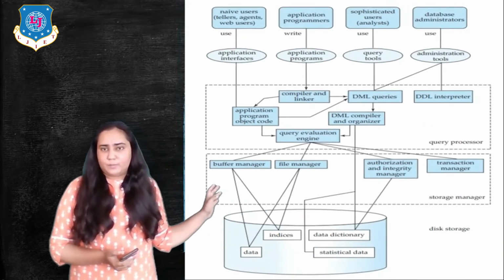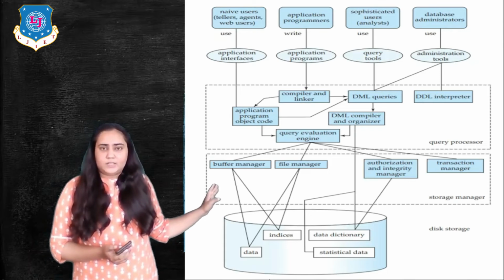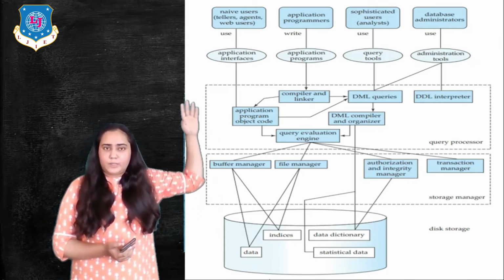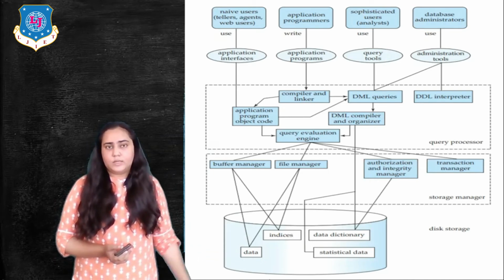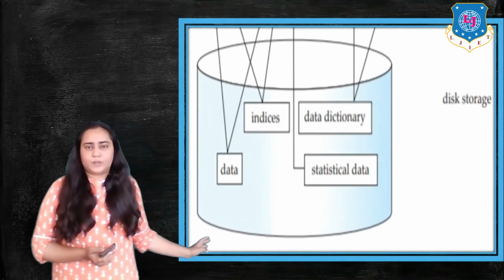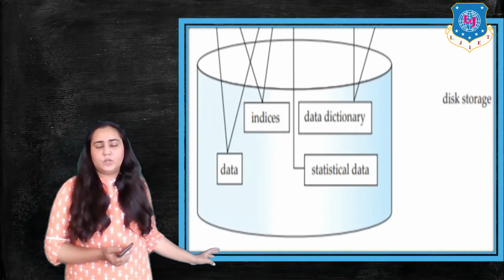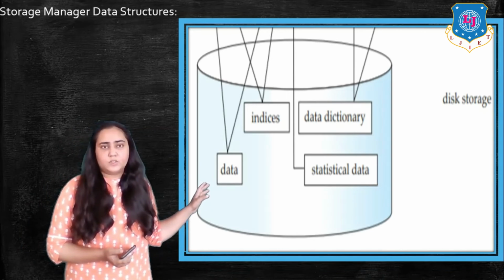Now back to the big picture, you can see once again, this is the storage manager, and it's connecting everything up there with everything down here, which is the disk storage. So let's look at the disk storage. I've zoomed in on the disk storage. What you see here, they are all different types of data structures.